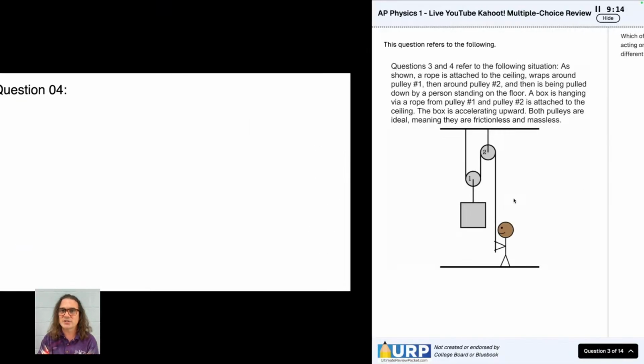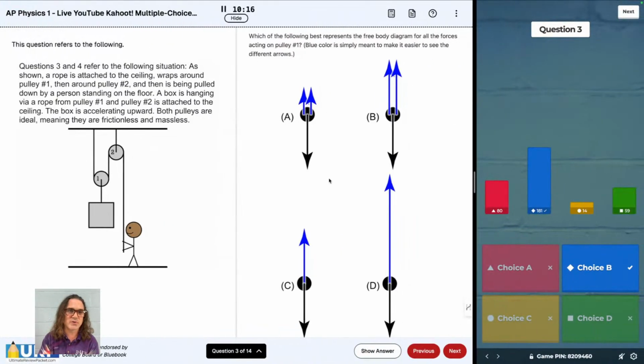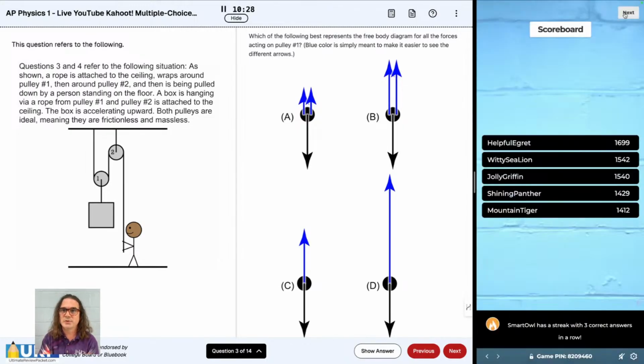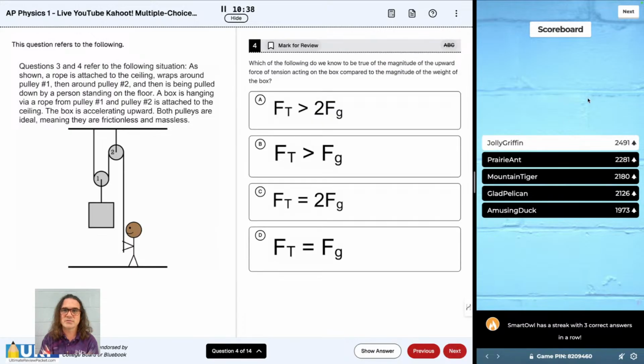All right, let's move on to question 4. Question 4. So it says, just the box is accelerating upward right there. All right, here we go. Let's see. Here we go. Boop-a-doo. All right, Jolly Griffin. Congratulations. Next. Question 4.